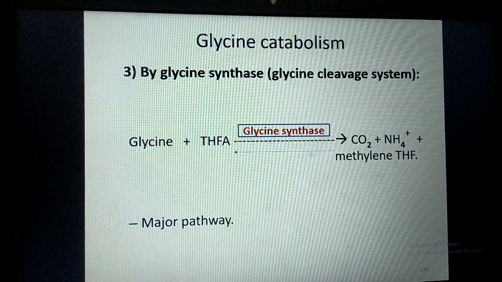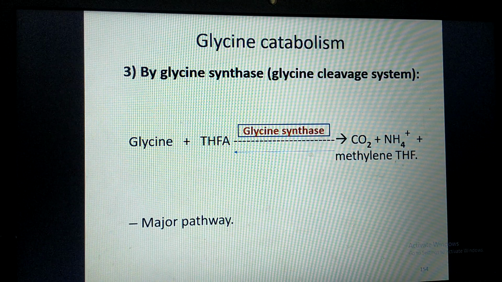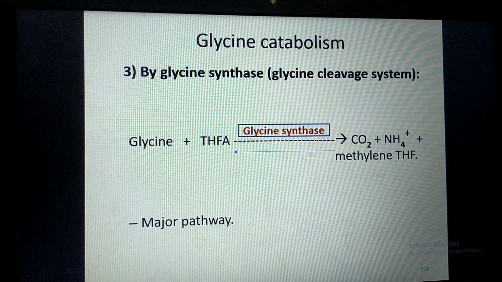Next, catabolism of glycine with glycine synthase enzyme that I have told you. This enzyme catalyzes a reversible reaction in which it can synthesize glycine as well as break down the glycine. When the glycine is broken down, carbon dioxide, ammonium ion and methylene tetrahydrofolic acid are formed.